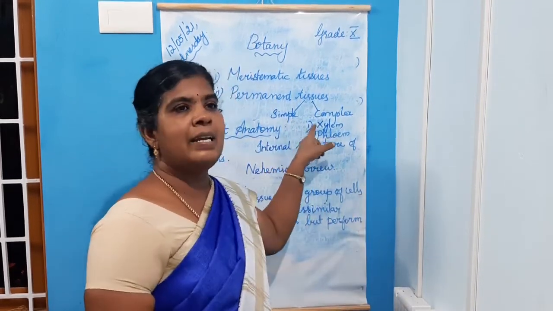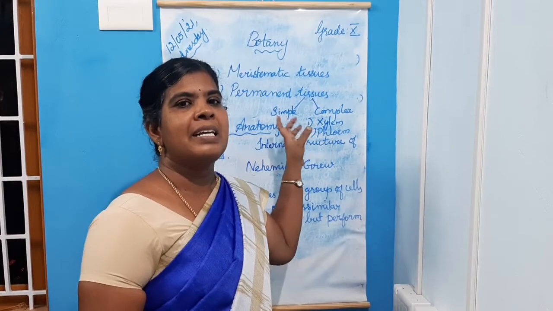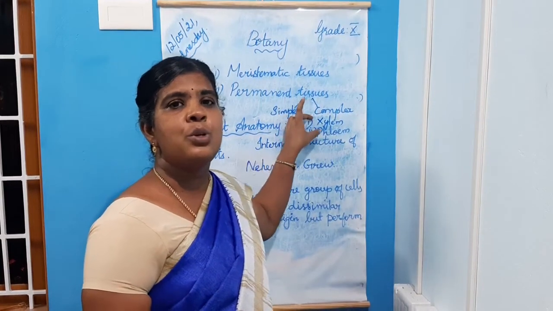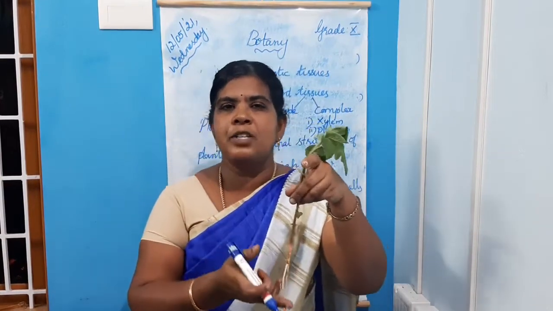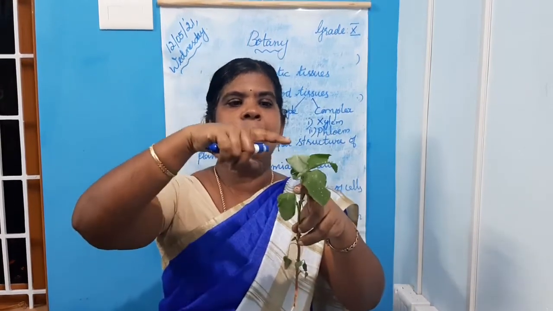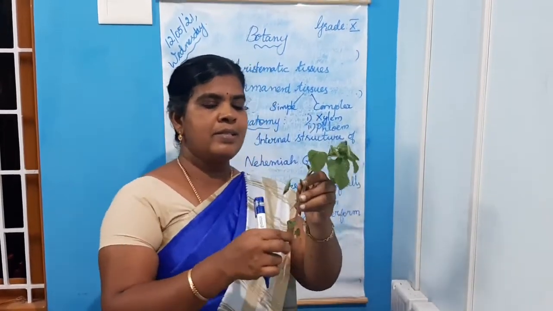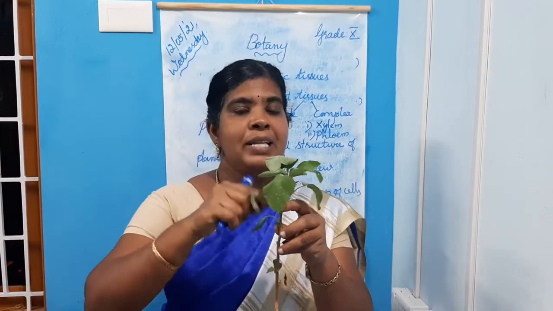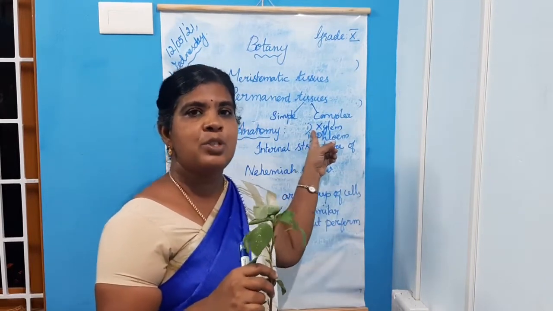For example, xylem and phloem, these two are complex tissues. They perform conduction. So these two tissues are the conductive tissues. You all know about the function of the root system. The root absorbs water and mineral salts from the soil. It has to transport them to the aerial parts of the plant body through the xylem element. So xylem is the water conductive tissue.